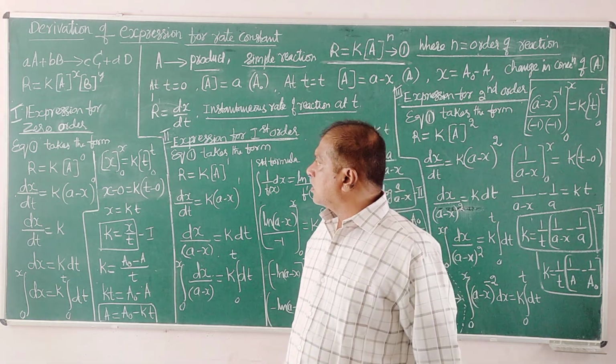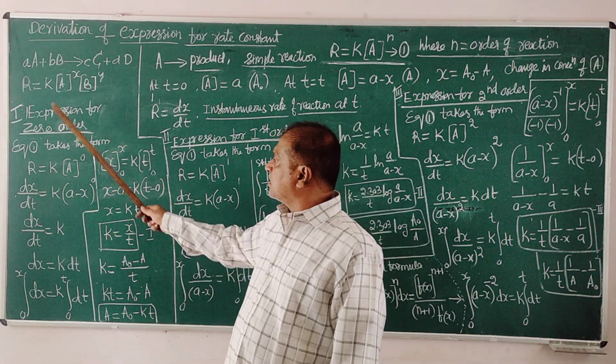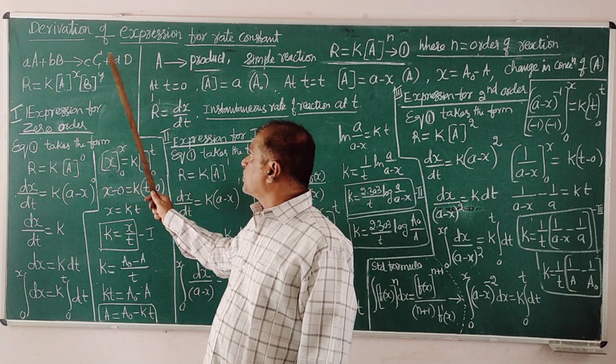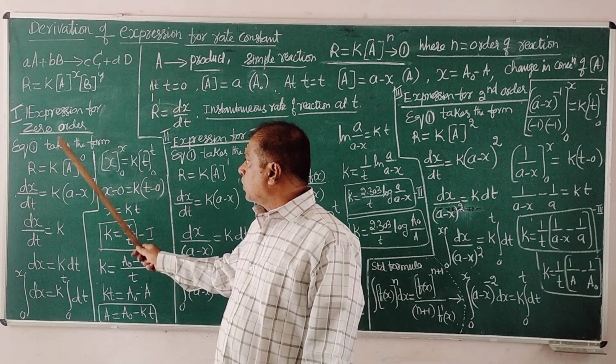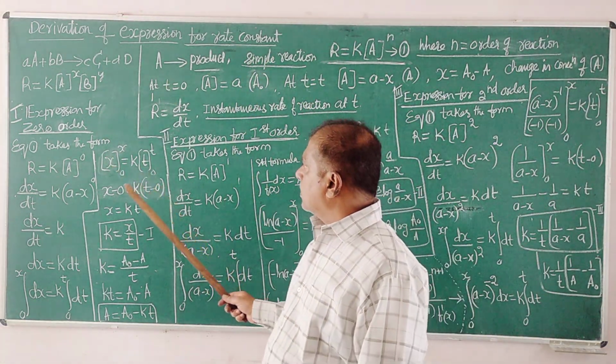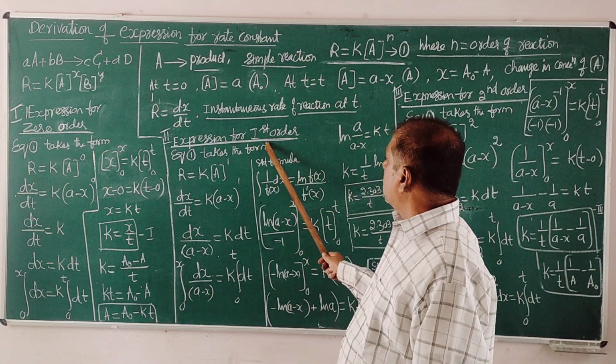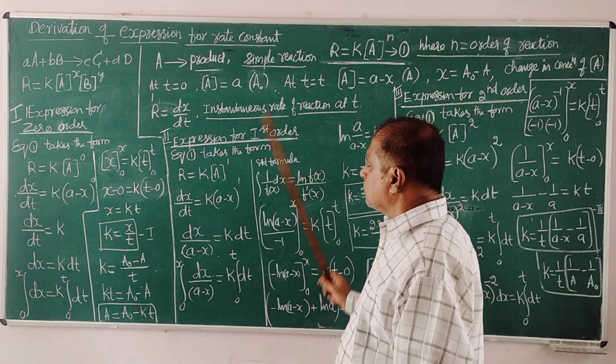Now let us go for the derivation of the expression for the rate constant of a simple reaction for lower order. I am taking all together the expression for zero order, first order and second order.